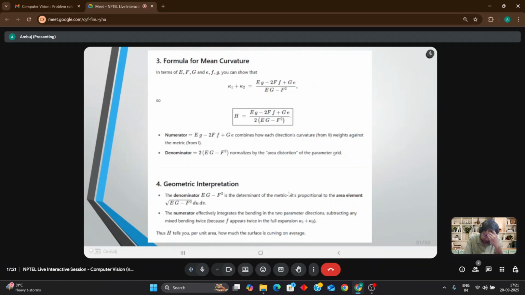Now, the geometric interpretation: the denominator, capital E G minus F square, is the determinant of the metric. It's proportional to the area element, square root of E G minus F square dudv. And the numerator effectively integrates the bending in the two parameter directions, counting any mixed bending twice. So H will tell you how much the surface bends per unit area.